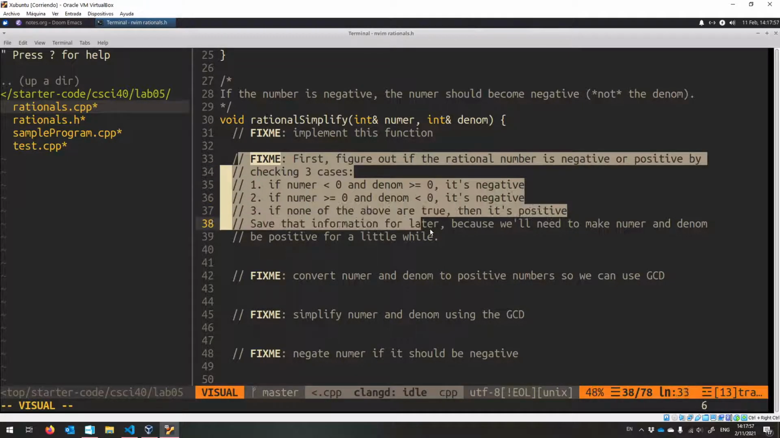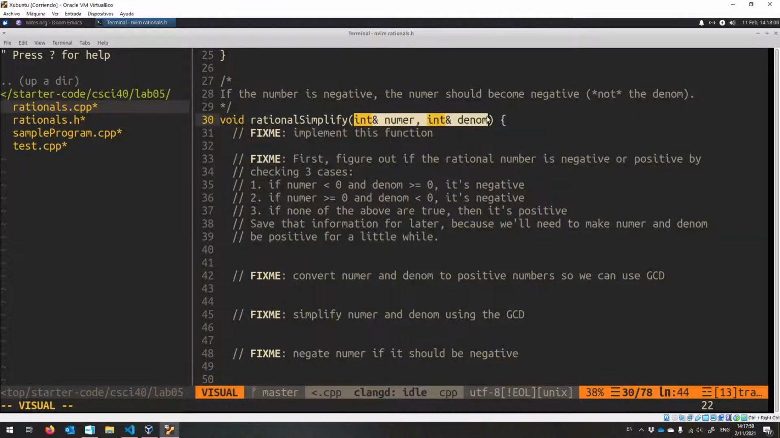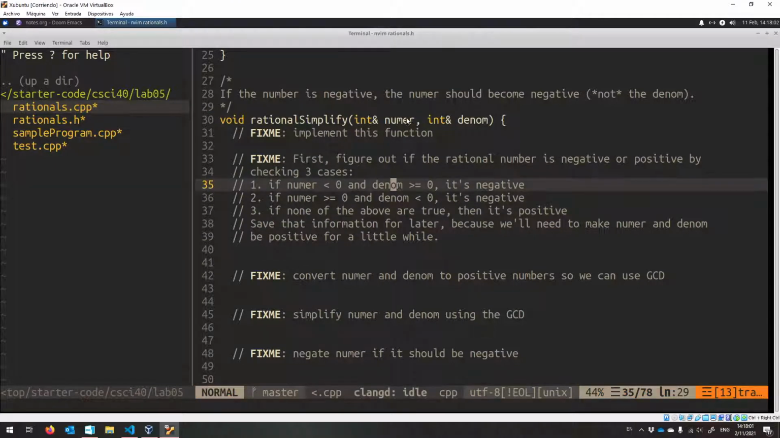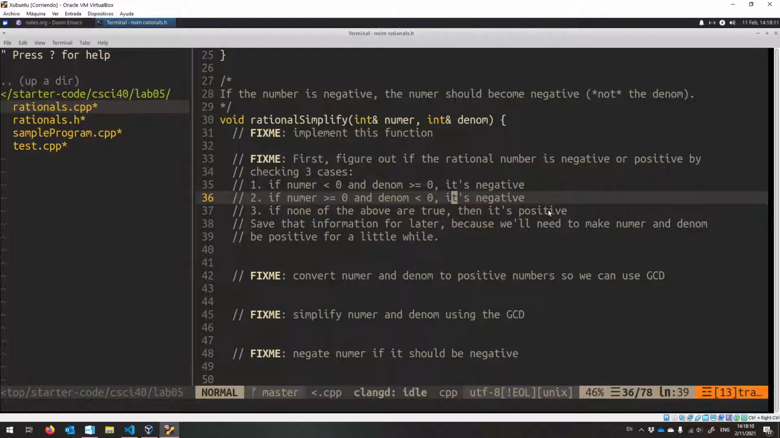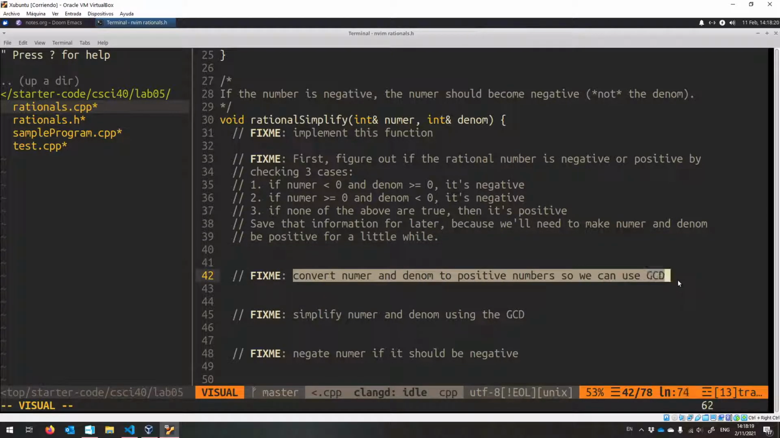The first thing you do is figure out if the number that you're given is negative. And it's possible that the numerator is the one that's negative, or maybe the denominator is the one that's negative. One of those things is going to tell you if it's negative. If they're both negative, then it's positive, things like that. So you'll have to look into all of that. And then so that you can use GCD, you'll have to get rid of the negativity. So you can use the absolute value function if you'd like, but whatever you give to GCD has to be positive, okay?